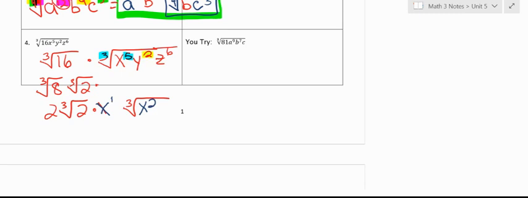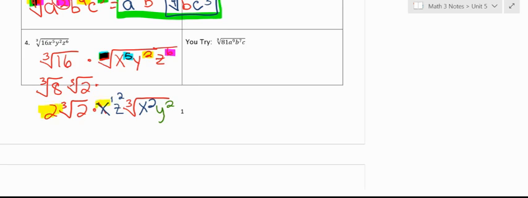Same thing when I have y squared. And how many groups of 3 can I pull? I can't get any because it's too small. And then finally for the last one, how many groups of 6 can I pull out of 6? I can pull 2, and there's not going to be a remainder. So z squared.